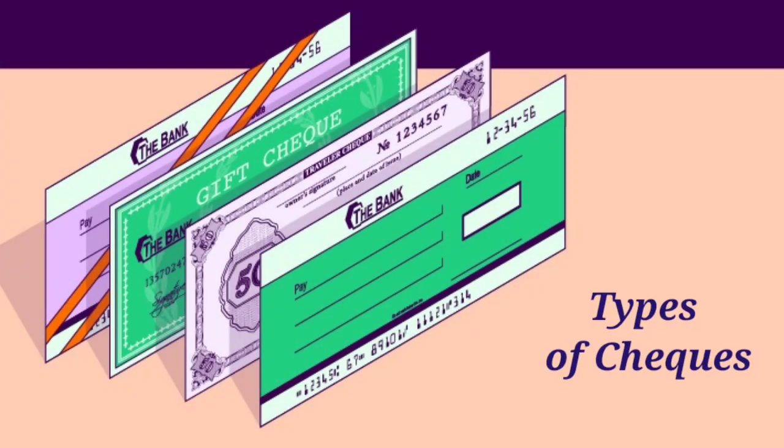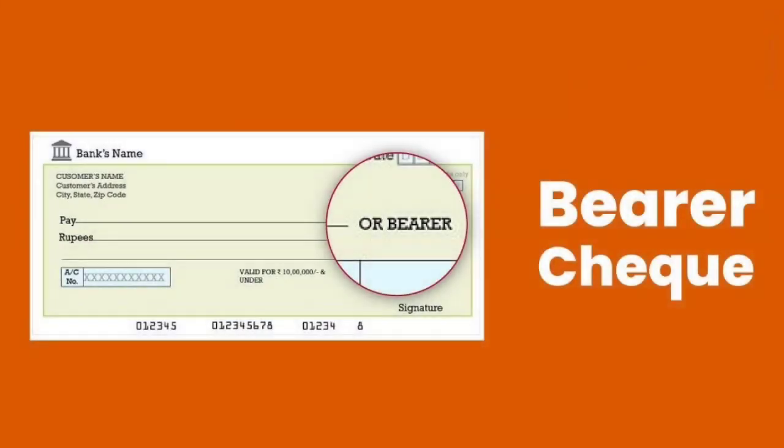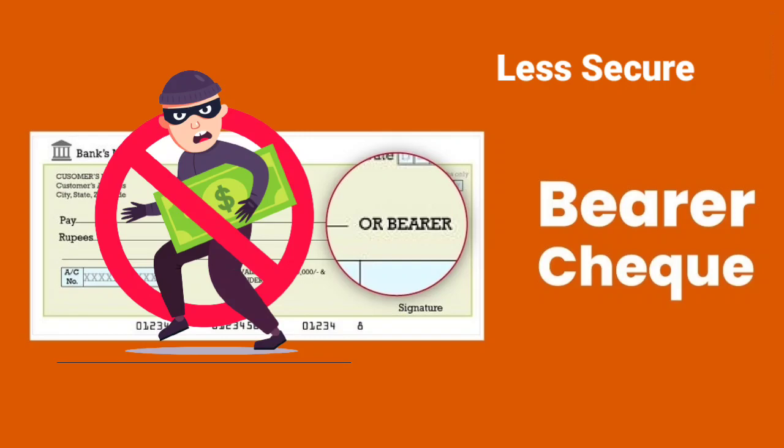There are several types of checks that can be categorized on the basis of their usability. Now let's see all the categories one by one. First is the bearer check. A bearer check is a type of check in which the holder of the check has the right to receive the payment. The person who presents the check to the bank for payment will receive the funds, regardless of who the check is made out to. Bearer checks are considered to be less secure than other types of checks because they can easily be lost or stolen and cashed by anyone who has possession of them.